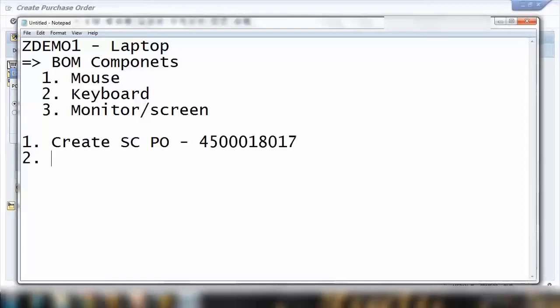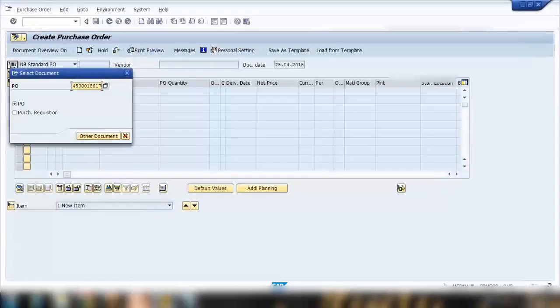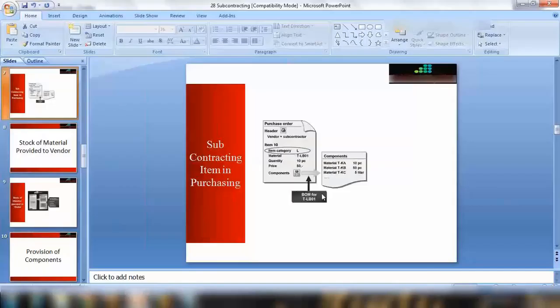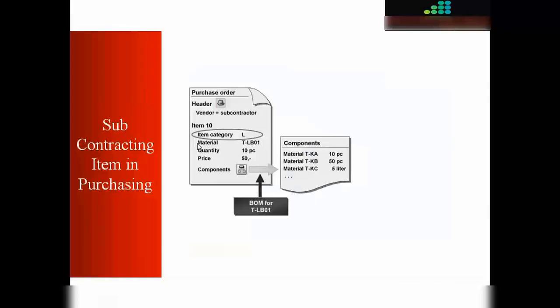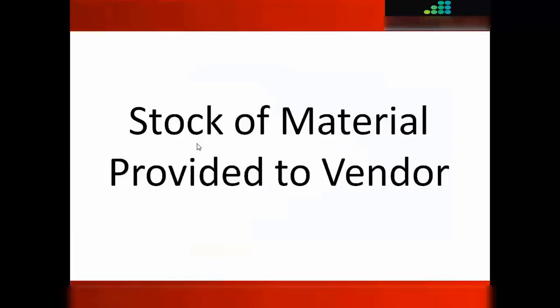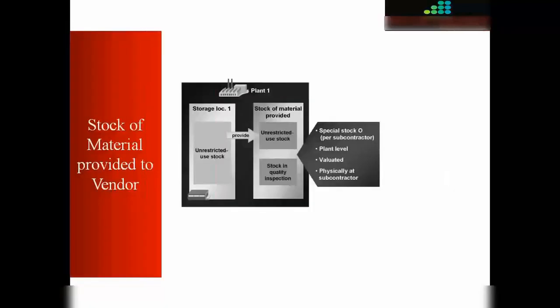Step number 2. So the purchase order is created. Now the second thing is we need to provide the BOM components to the vendor. Stock of material provided to the vendor. So we need to send the components or the raw materials to the vendors so that they can do the processing or the assembly, whatever they're supposed to do.